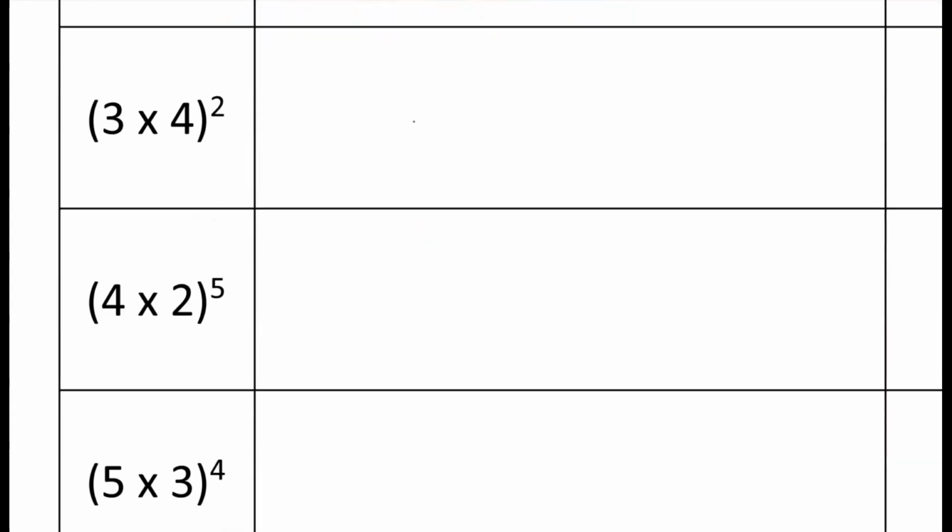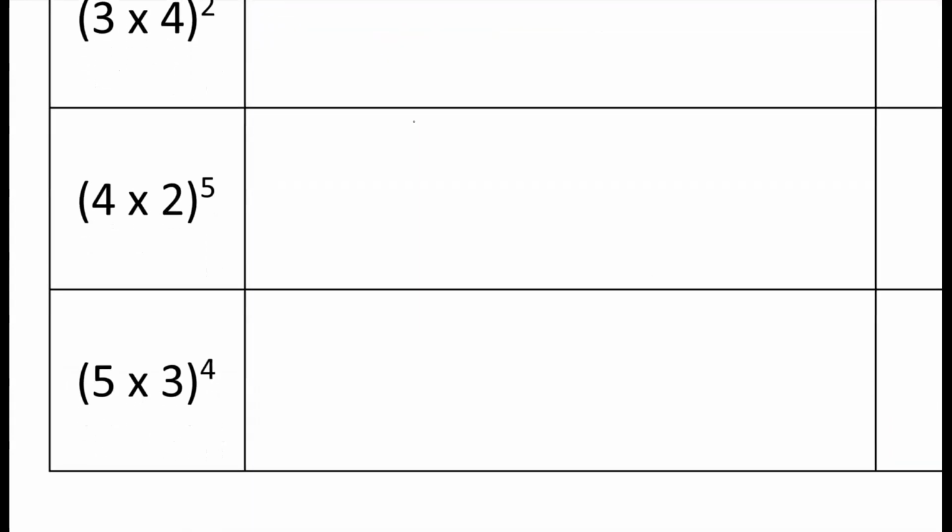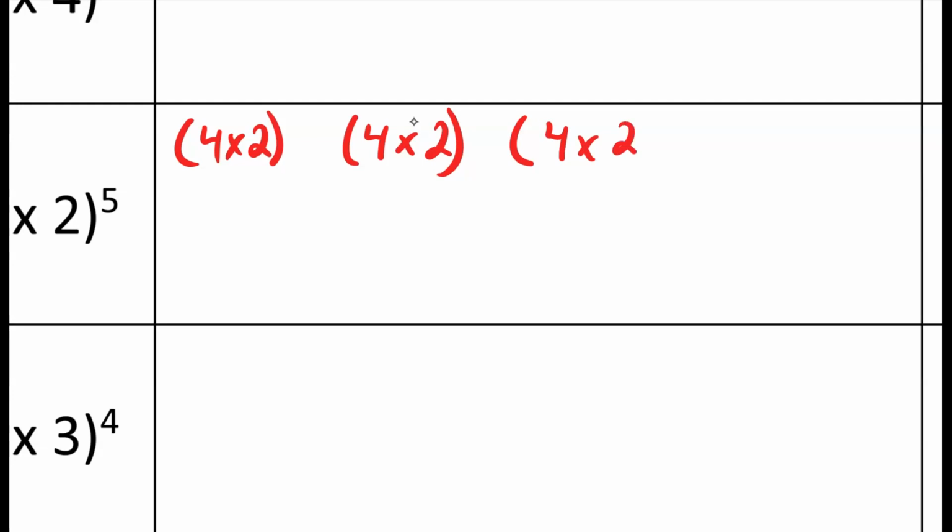I want you to practice that below, and we're going to do the third example. So we have 4 multiplied by 2 inside the brackets to the power of 5. We have to expand this, so we have 4 times 2, and this is going to show up 5 times. So there's our third one, fourth one, and fifth one.